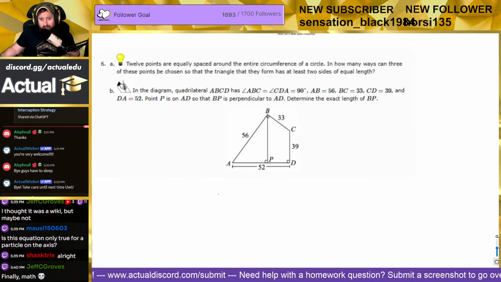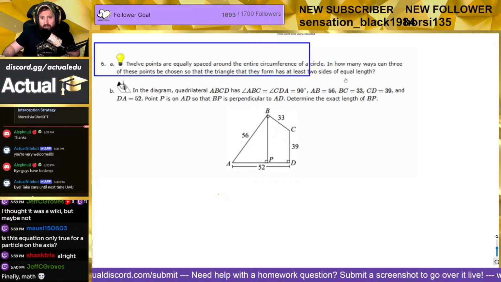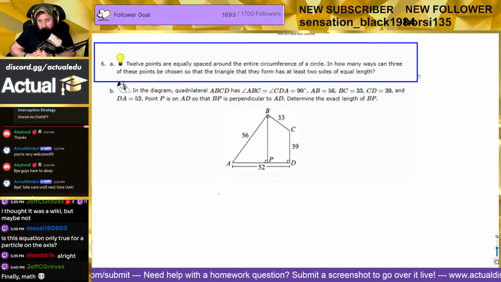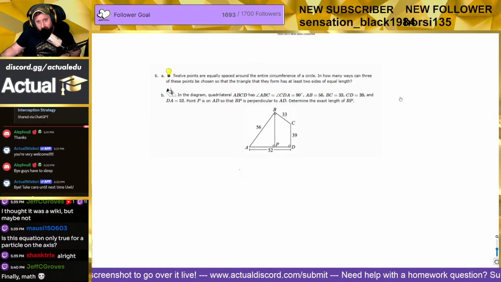Jeff says, finally, math. Here we go. Okay. 12 points are equally spaced around the entire circumference of a circle. In how many ways can 3 of these points be chosen so that the triangle they form has at least 2 sides of equal length? Oh, that's cool. Look, Jeff, it's your favorite, circles.